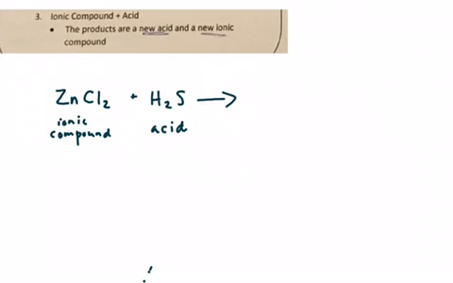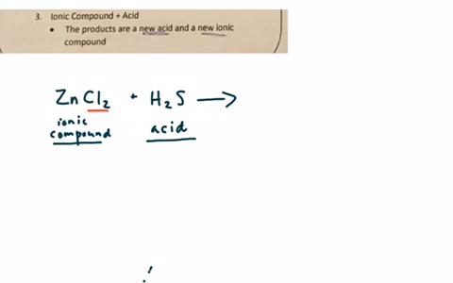Alright, so in our third type of double replacement reaction, we're going to be bringing together an ionic compound and an acid. So again, an ionic compound, you recognize it because it's a metal and a nonmetal, and an acid should have hydrogen at the beginning. So here this is hydrosulfuric acid combining with zinc chloride.